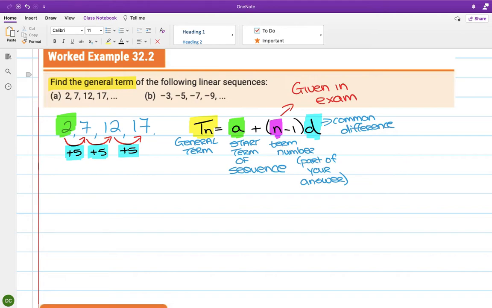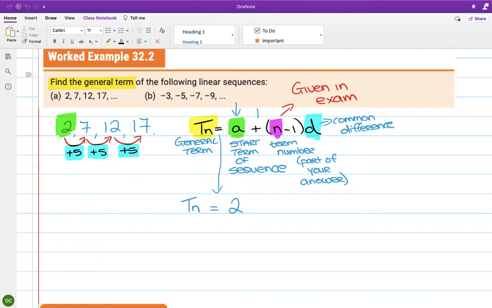Okay, so now we're going to sub in. Substitution is an algebraic skill, so again, this is new to you. Okay, so Tn stays as Tn. The thing that comes after Tn is an equals, so I write down the equals. The next thing then is the A, but I'm going to replace A with a number. Remember A stands for the starting term of the sequence, and the starting term of this sequence is a 2. So I'm going to get rid of A and change it into a 2.